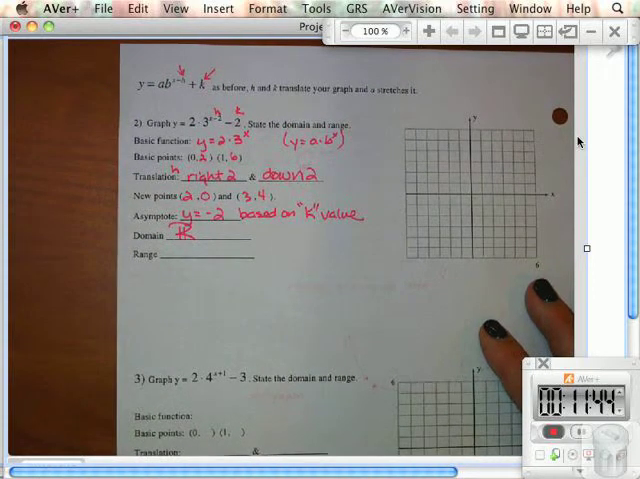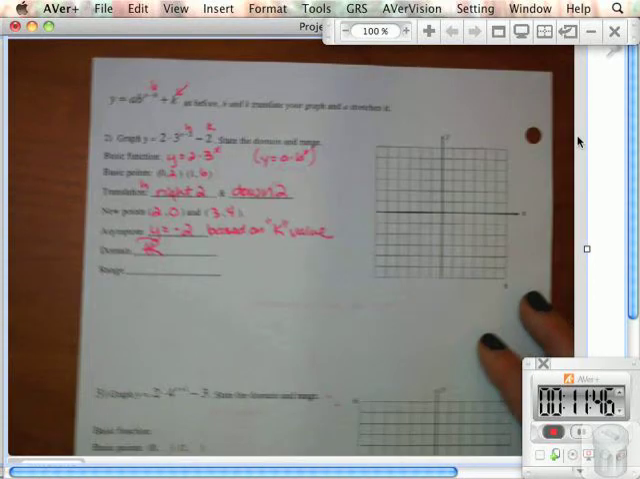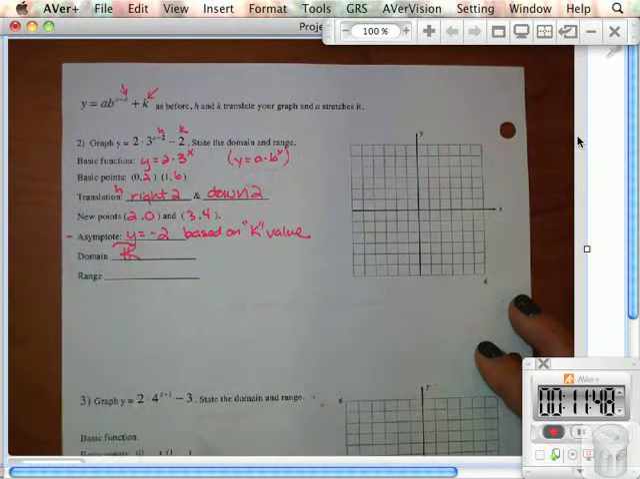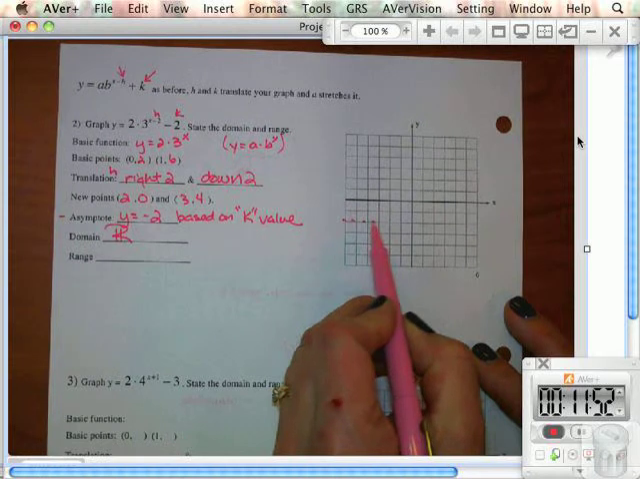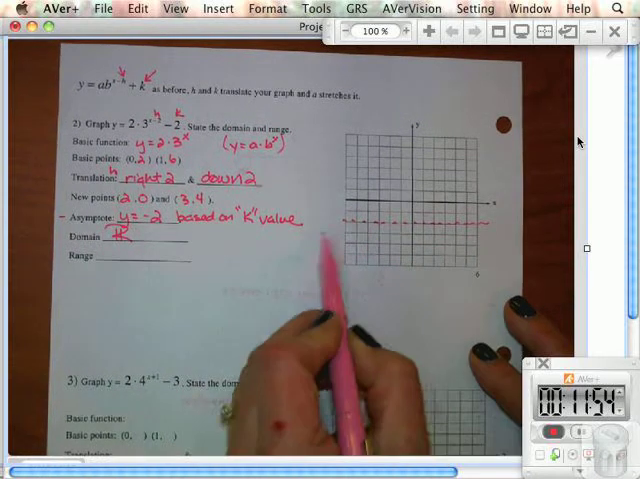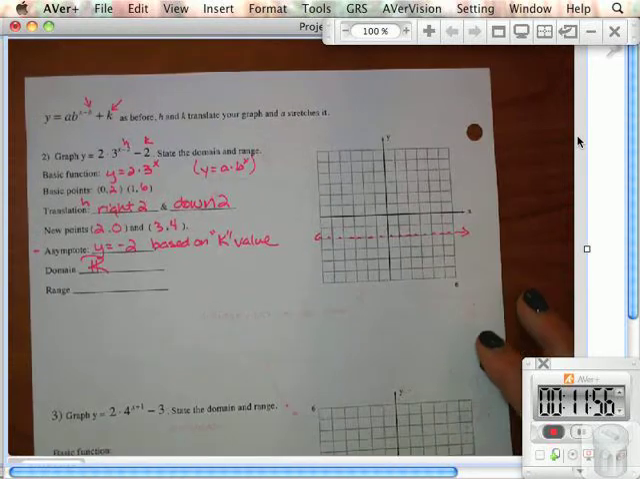You really don't need to. You can answer the range before that. But the first thing I always like to do is draw my asymptote. So y equals negative 2 is right here. That's my asymptote. I know I'm never going to go over that line.